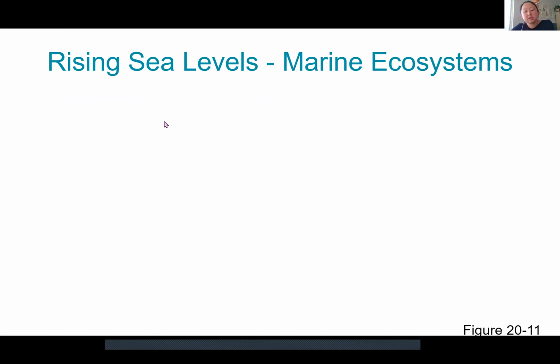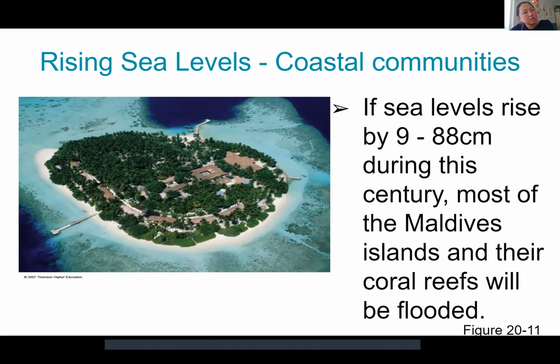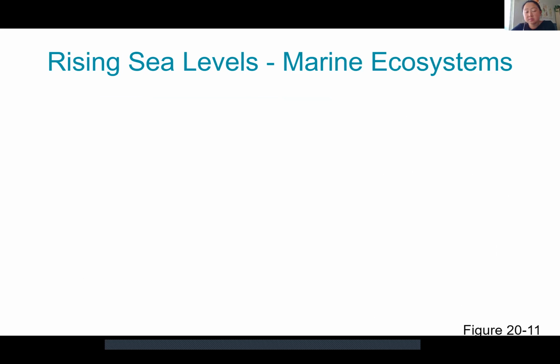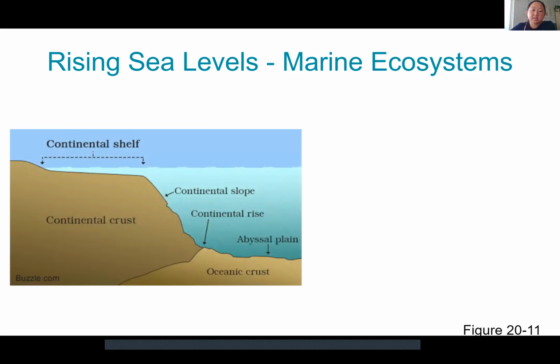So another thing to think about other than coastal communities in terms of rising sea levels is also marine ecosystems. If you remember from the aquatic biomes, a big part of the marine biomes is the continental shelf, where there's high biodiversity because there's so much sunlight coming in. There's a lot of productivity happening, so there can be a lot of biodiversity. And if sea levels rise, these areas become deeper and deeper, which changes the amount of sunlight that's available.